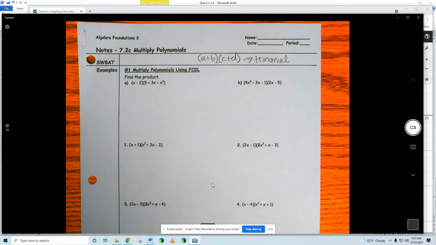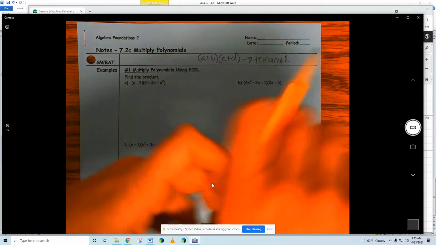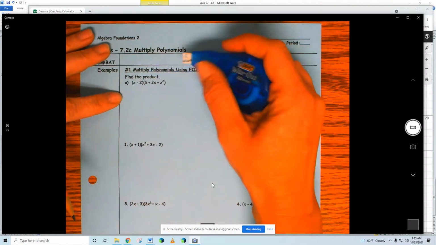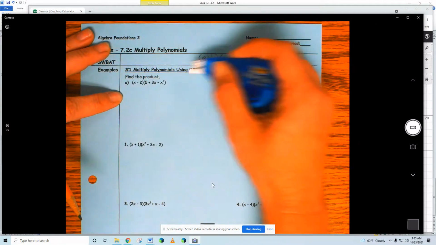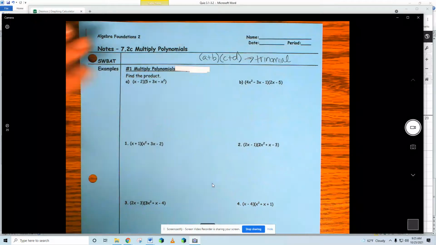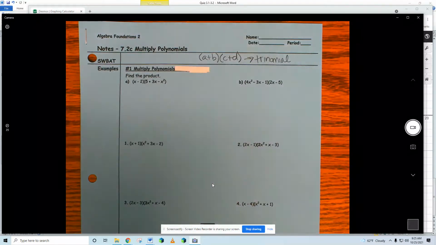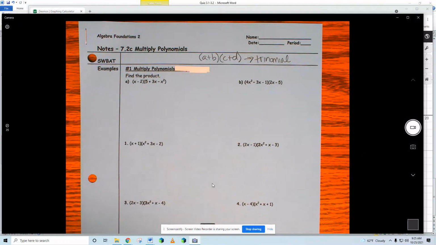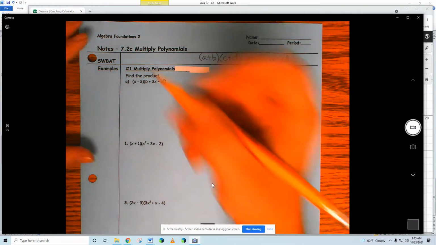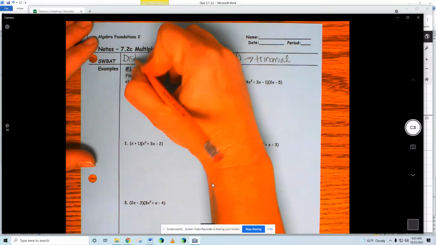But today we're not really going to use FOIL. So let me wipe that out, because I don't want you to think that it's going to be first, outside, inside, last today. We are going to simply multiply everything in one parentheses by everything in the other. So it's distributive property.